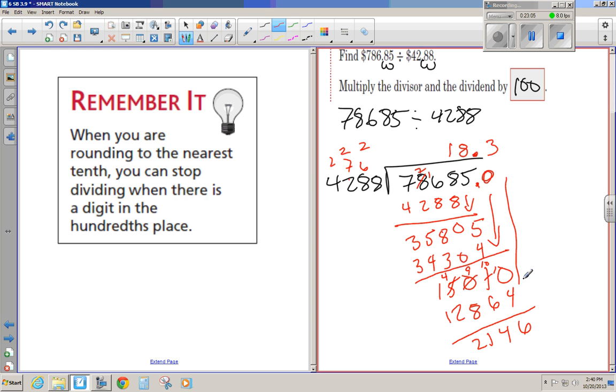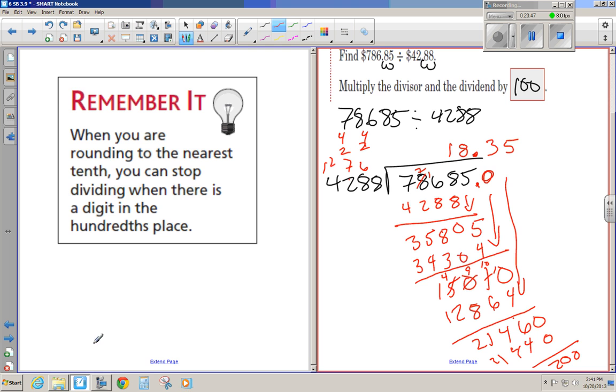Drop down another 0. 21. Probably 5. 5 times 8 is 40. Carry the 4. 5 times 8 is 40 plus 4 is 44. That's 10 and 4 is 14. 1 is 21. You end up with 200. Now, what this says here is you can stop dividing when there's a digit in the hundredth place. So this is the hundredth place.